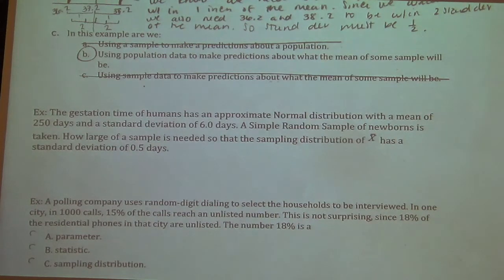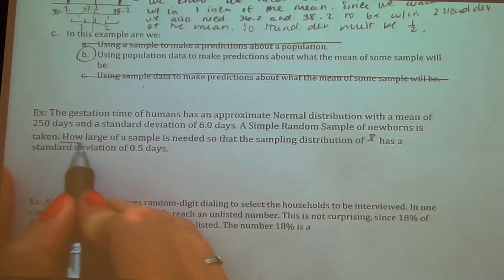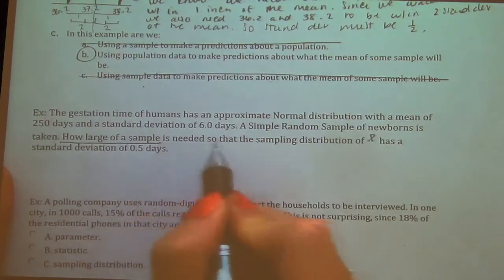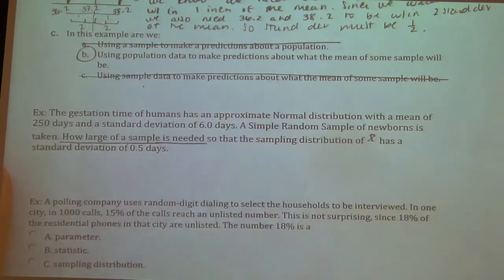How large of a sample is needed so that the sampling distribution of X bar has a standard deviation of 0.5 days? Okay, so notice the big thing here. We're asking how large of a sample size is needed. Remember, our sample size we've been calling n. So really I'm trying to figure out n.